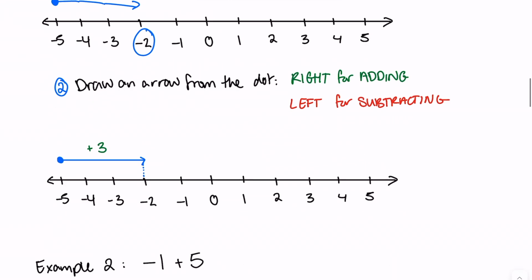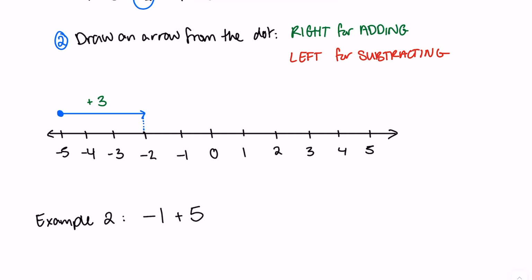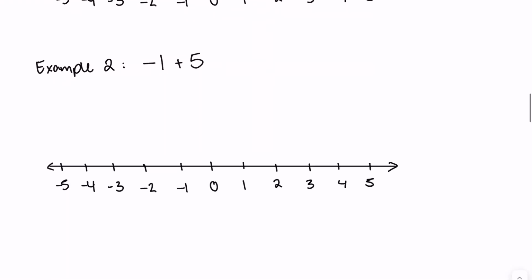So we're going to do a few more examples to drill this in. So here we have -1 plus 5. So we're just going to place our dot above -1. And since we're adding, we're going to the right. And since we're adding 5, we're going to the right 5 spaces. So we're going to do 1, 2, 3, 4, 5. So -1 plus 5 is going to be +4.